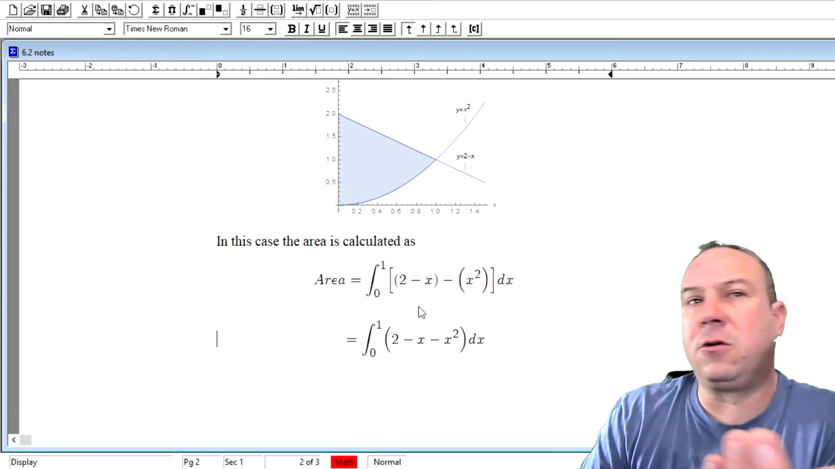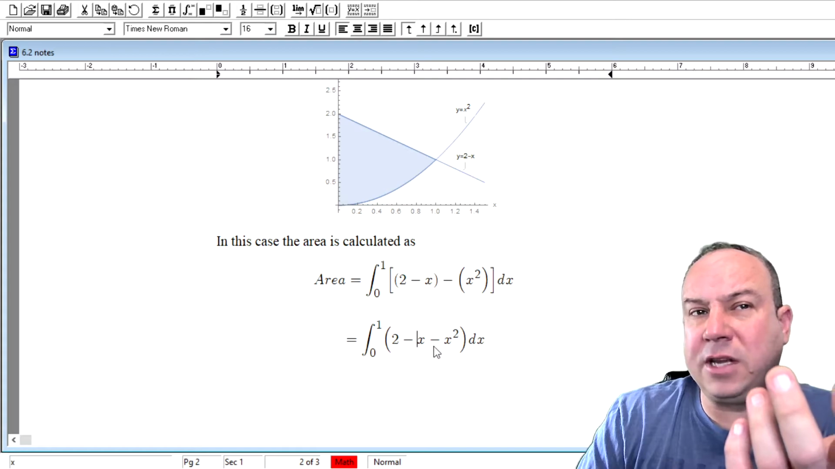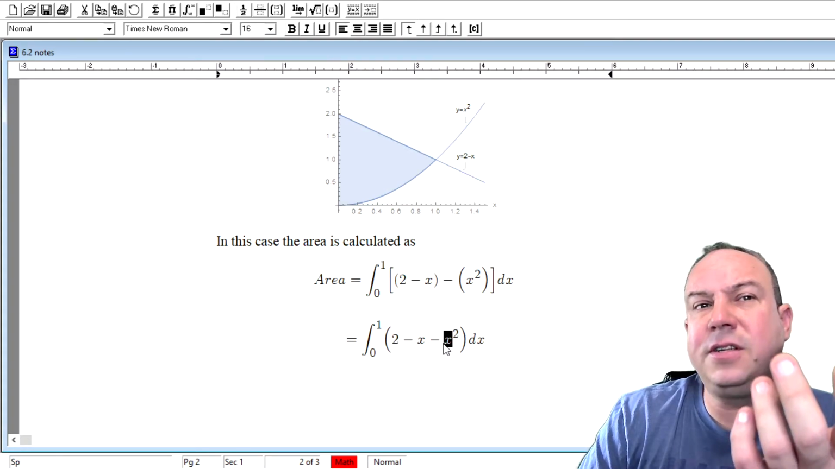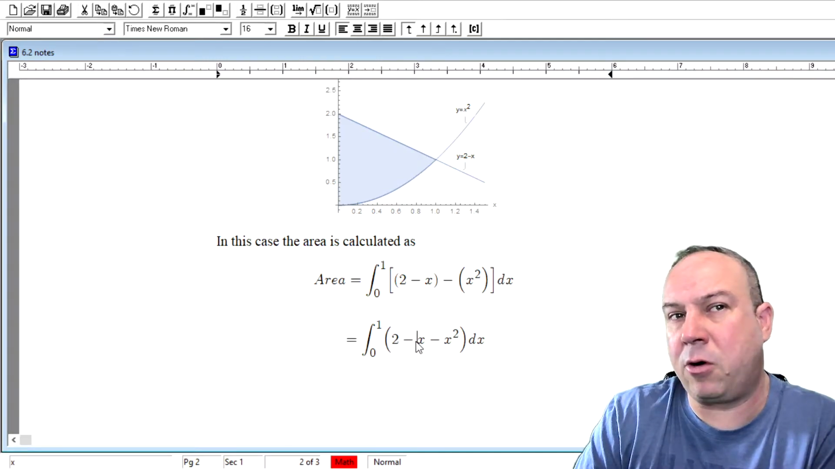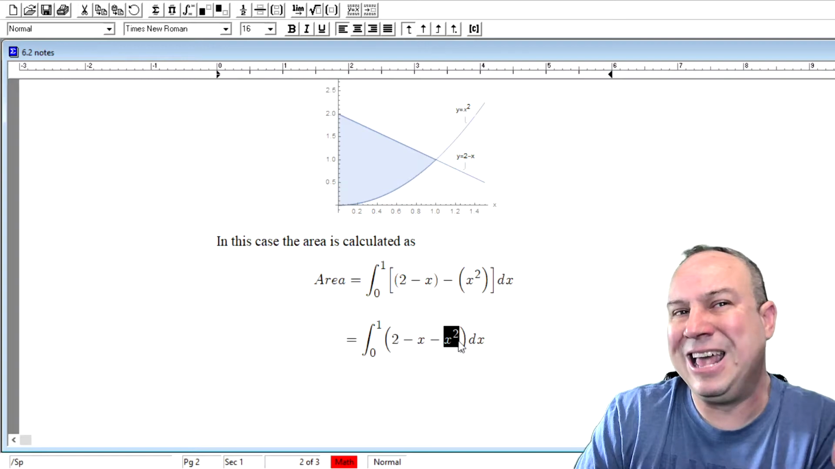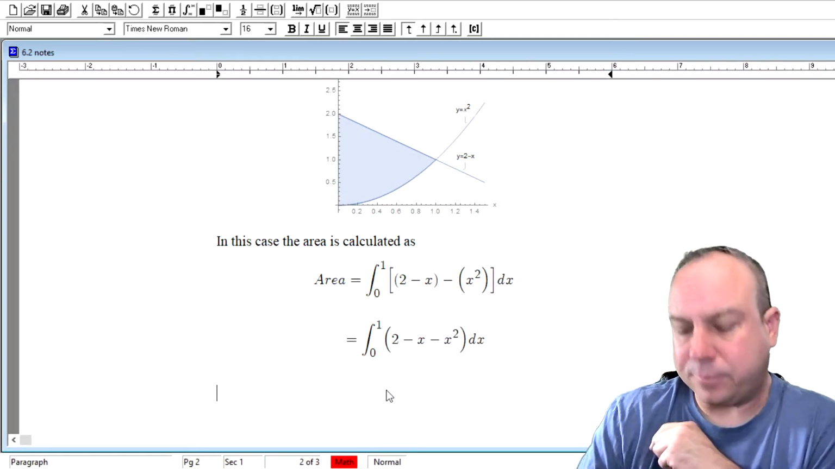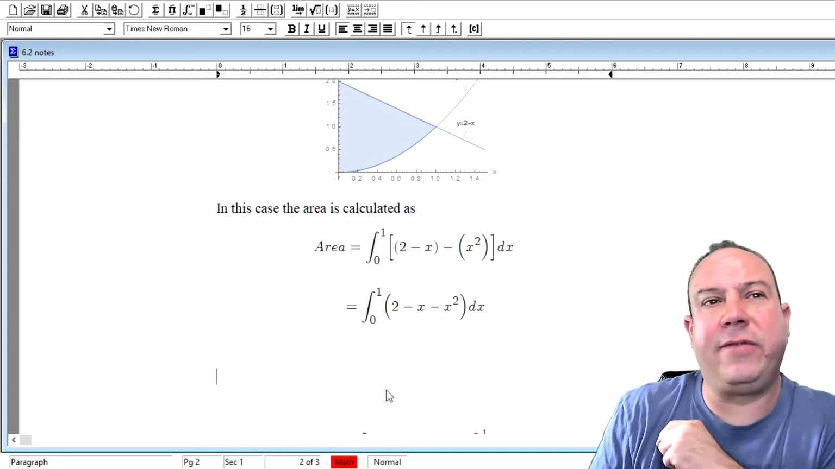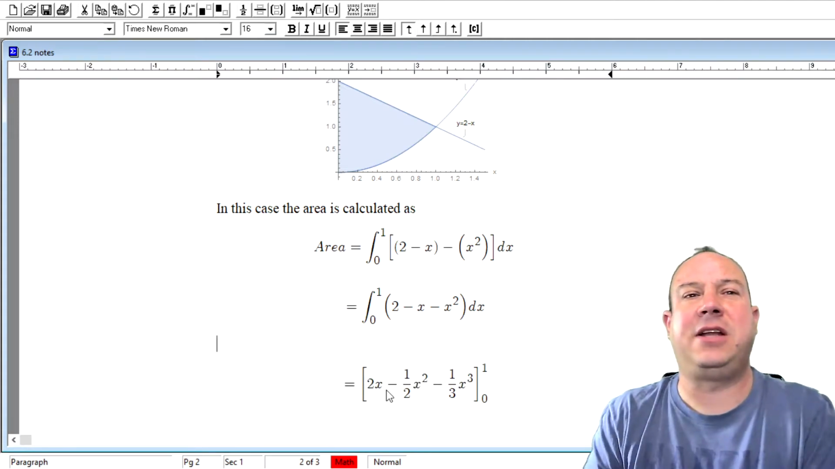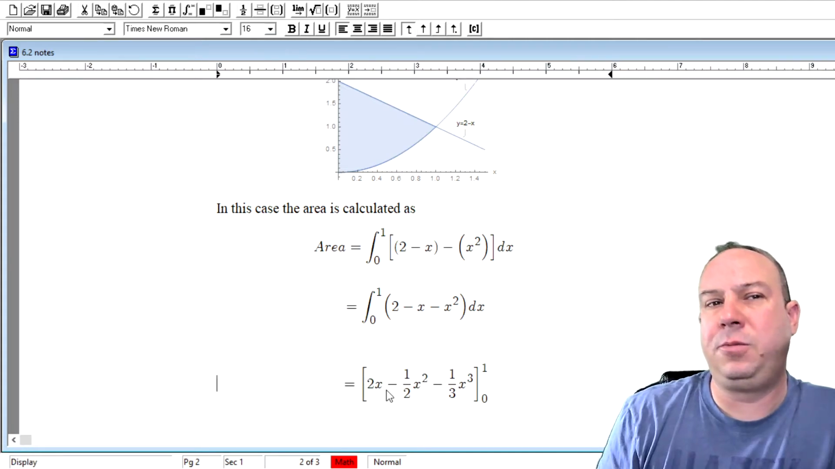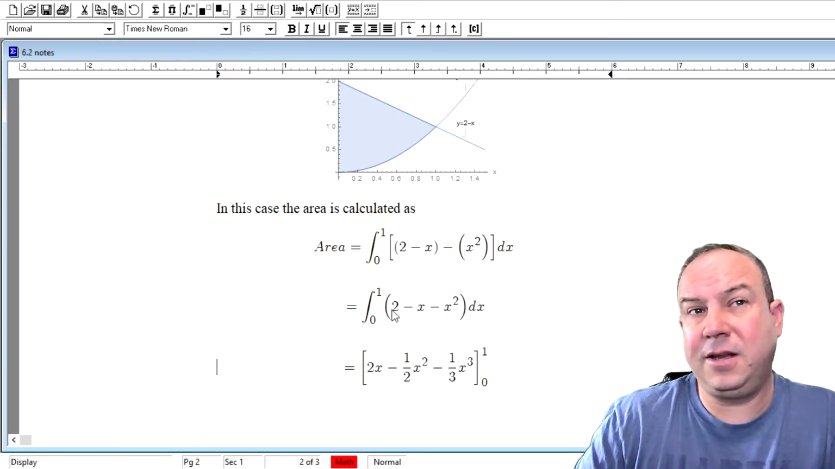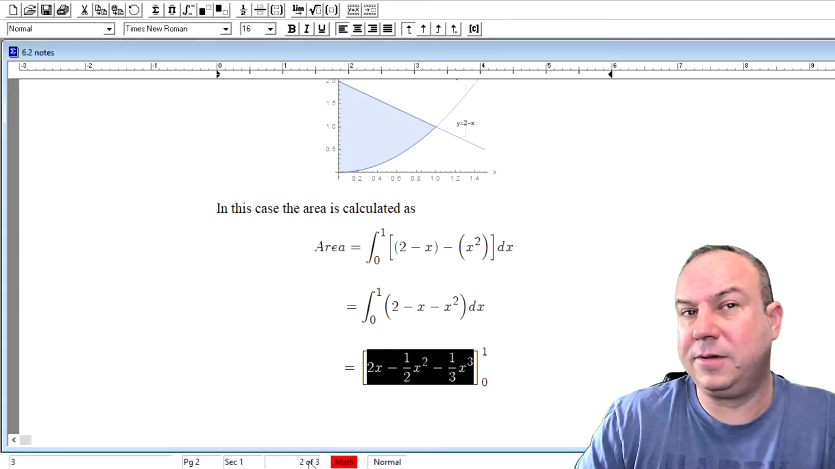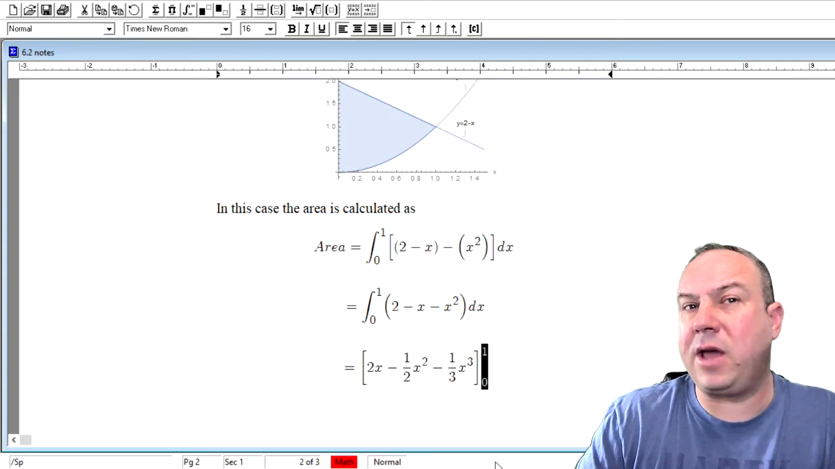Where through our fundamental rules of integration, we can distribute the operator across these differences. We can pull out any constant multiples, and we can apply some power rules for x to the 0, x to the first, and x squared in power. If we do that, the antiderivative is what? 2 times x minus 1/2 x squared minus 1/3 x cubed, evaluated from 0 to 1. That is the antiderivative of this integrand. Where we're going to now evaluate that from 0 to 1.